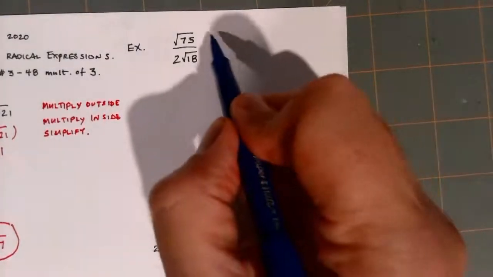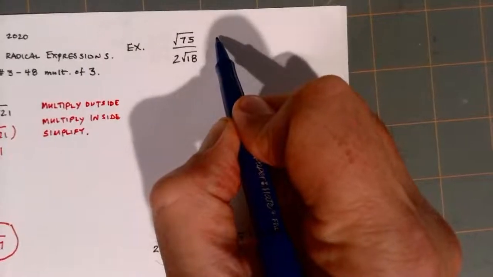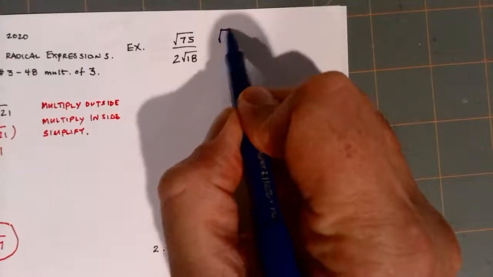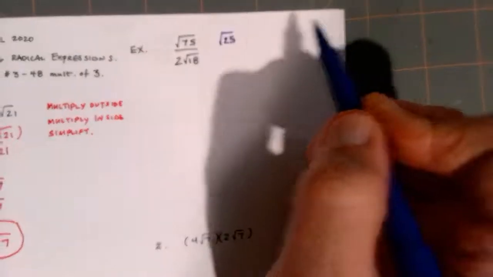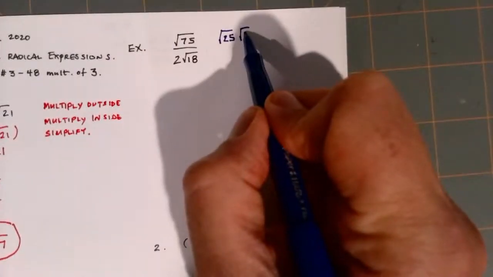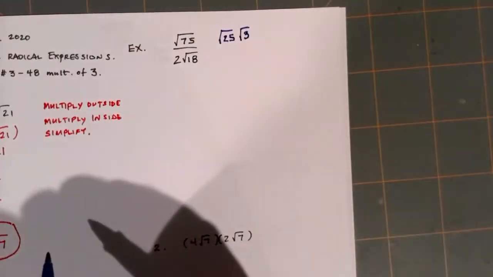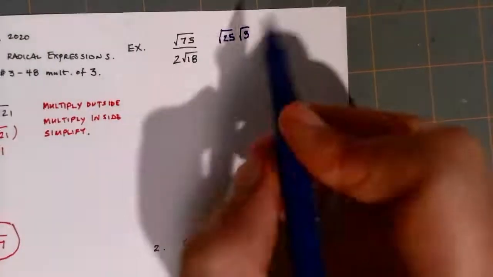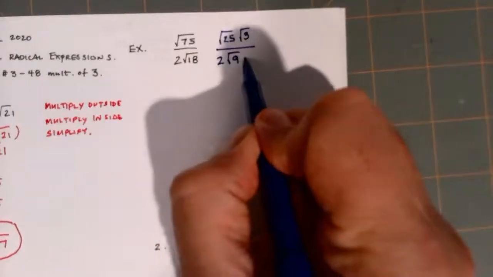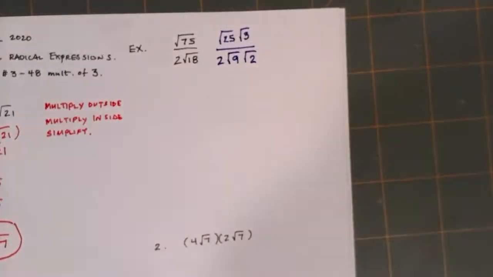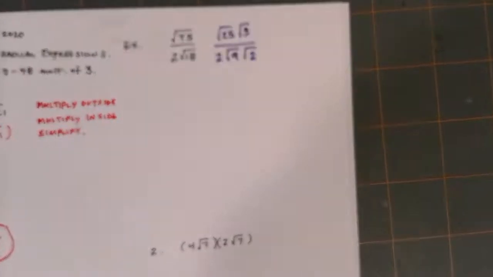Okay, so root 75 is going to be equal to root 25 times root 3. And root 18 is going to be equal to root 9 times root 2. So let's just do the ones that I do know how to do.